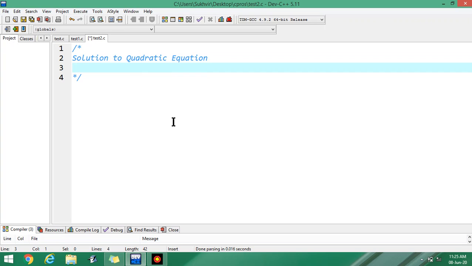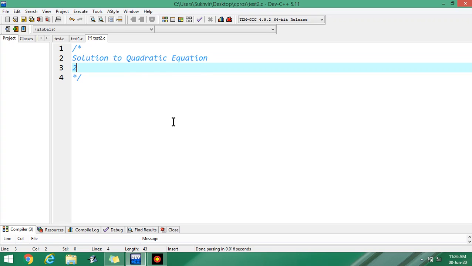Basically, a quadratic equation generally comprises three terms. One is x square, second is x, and third is a constant. An equation with power 2 is known as a quadratic equation with one variable.